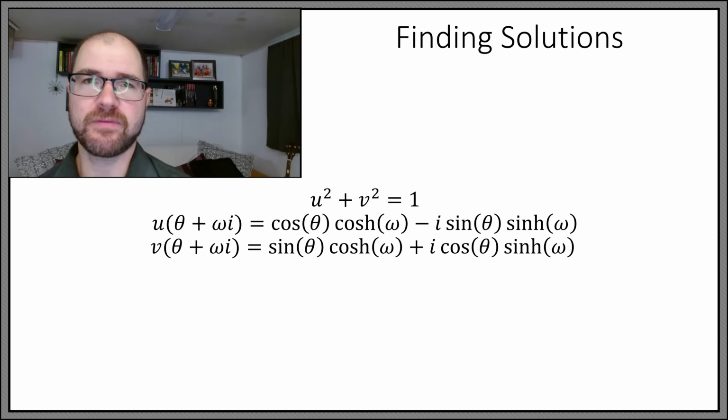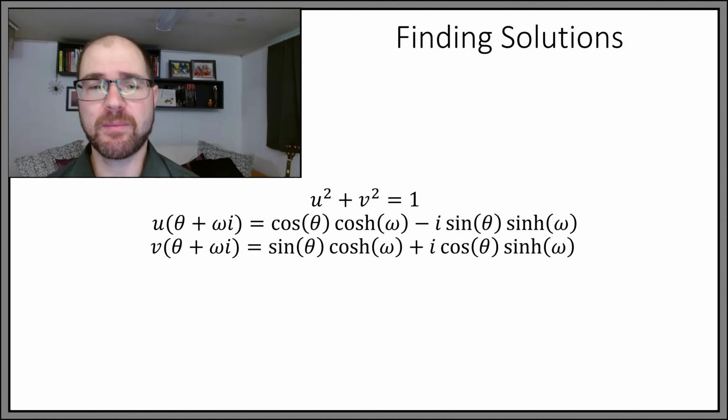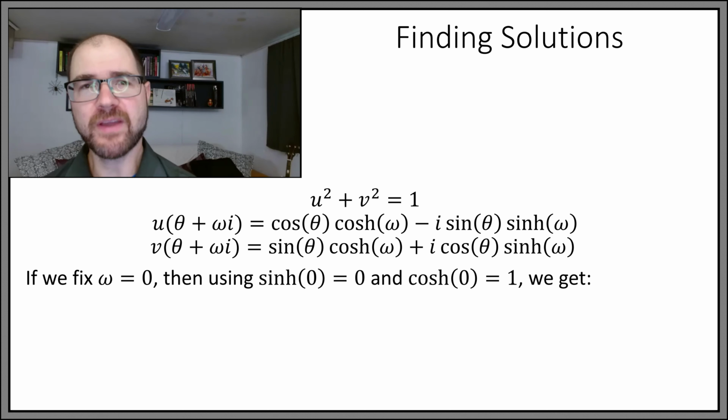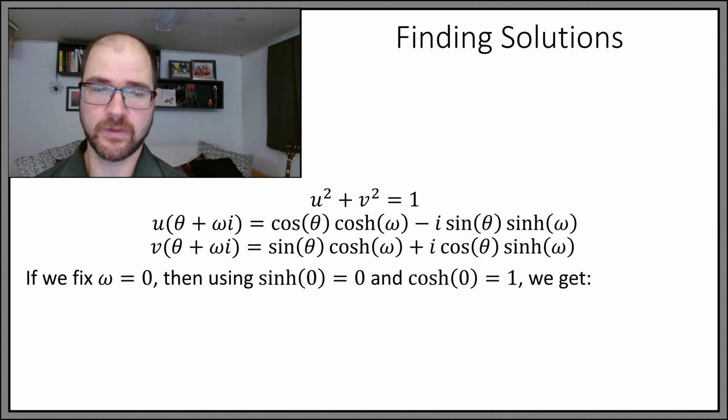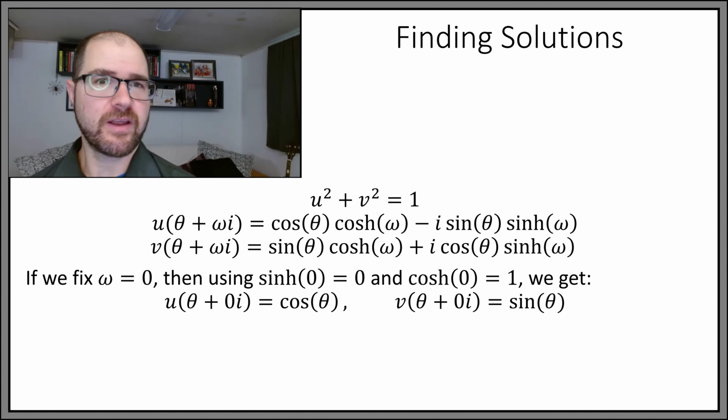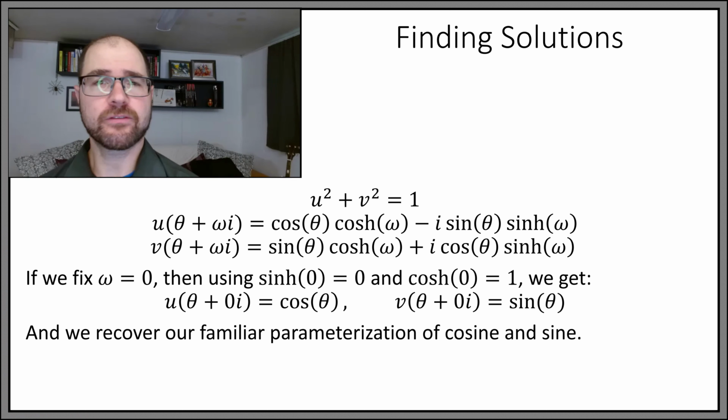Okay, so if u squared plus v squared equals 1, all solutions can be parameterized by two numbers, theta and omega, where u, parameterized by theta and omega, is given by this first line, and v is given by the second. If we fix omega to be equal to 0, in other words, u and v are now only parameterized by theta, since the hyperbolic sine of 0 is 0 and the hyperbolic cosine of 0 is 1, we get cos theta and sine theta, familiar x and y kind of stand-ins. So we get our familiar parameterization of cosine and sine as points going around the circle.